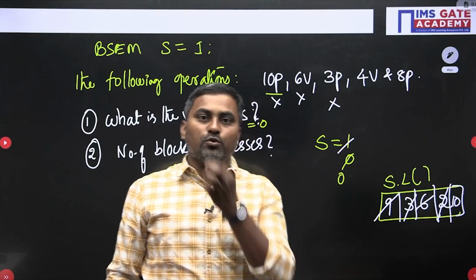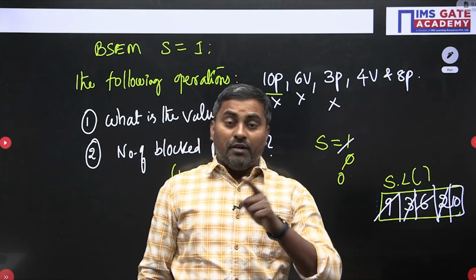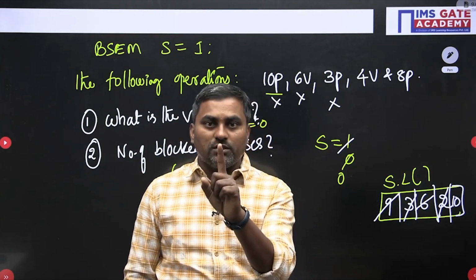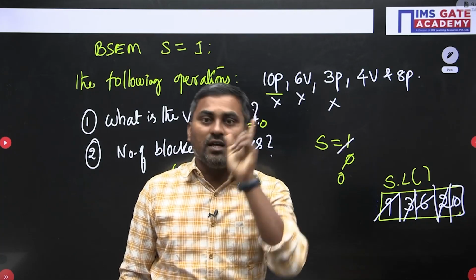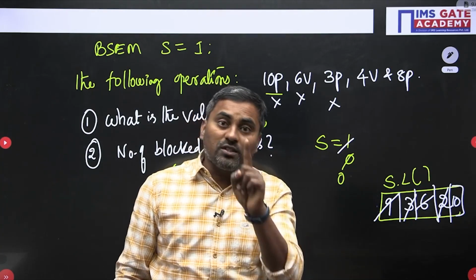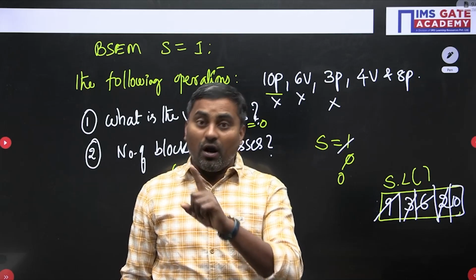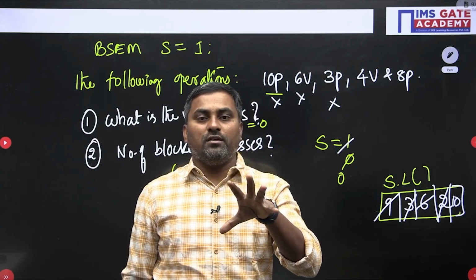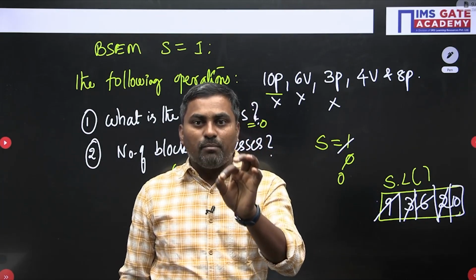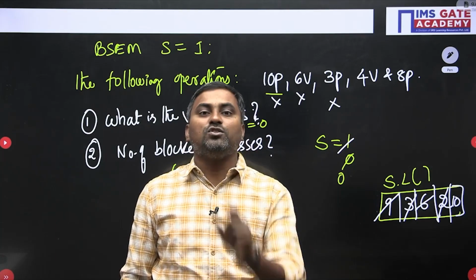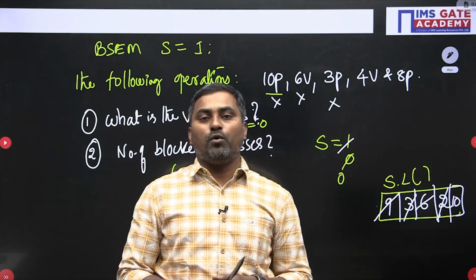So one thing you should notice, all of you. If there is a process in critical section, or if there are processes in blocked state, the binary semaphore value must be 0. This is an important point.